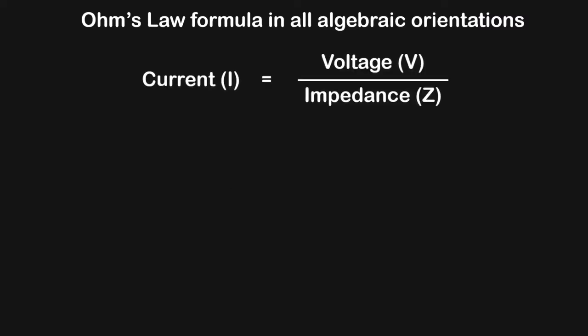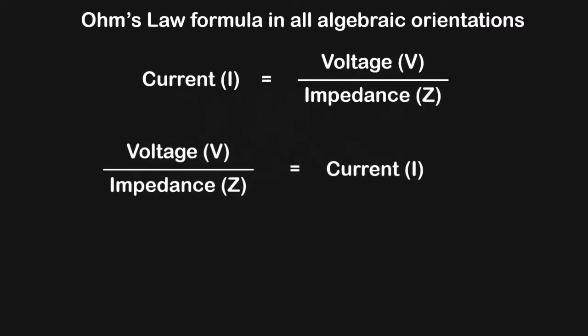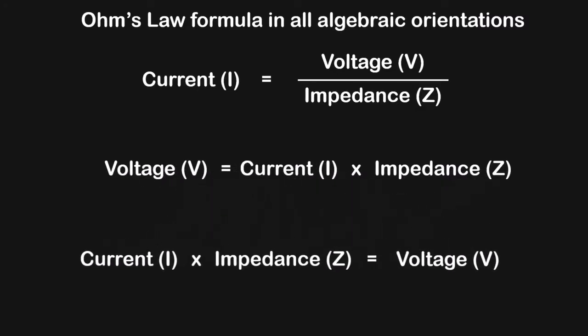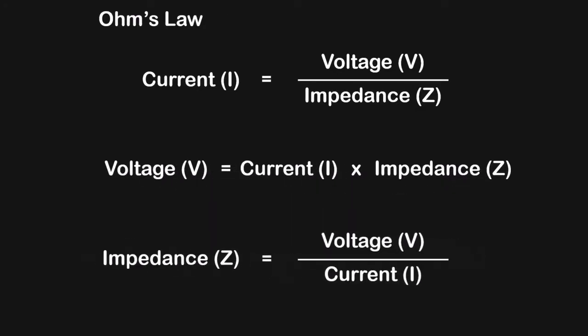Let's move that equation up. Switch sides, please. And some algebraic manipulation shows that we can solve for voltage by multiplying current by impedance. Switch sides again, please. And more algebraic manipulation shows that we can solve for impedance by dividing voltage by current. What are these variables? What are voltage, current, and impedance?